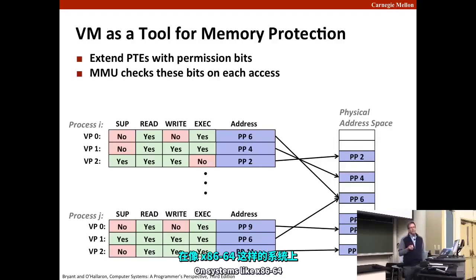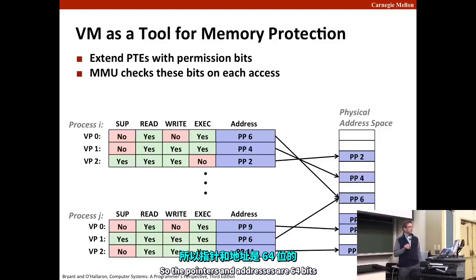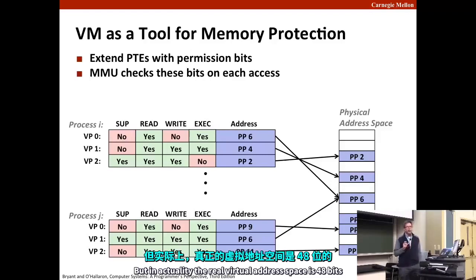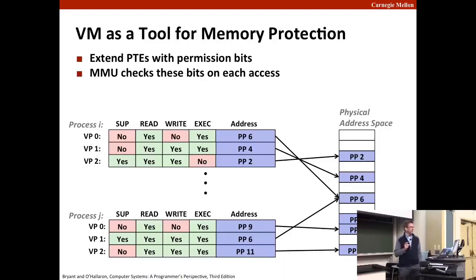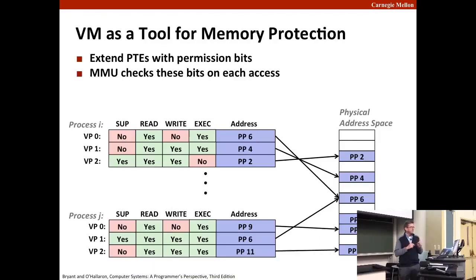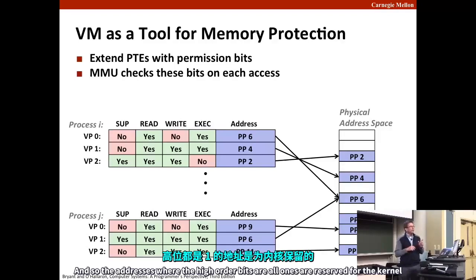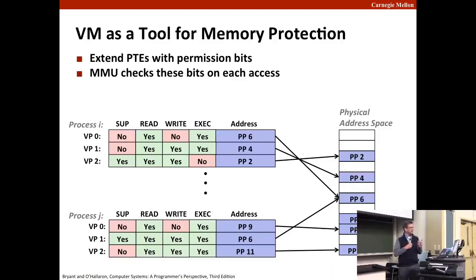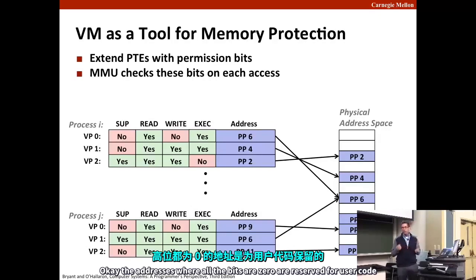On systems like x86-64, it's a 64-bit system, so the pointers and addresses are 64 bits. But in actuality, the real virtual address space is 48 bits, so it's 2 to the 48th. And then the higher order bits after bit 48 are either all zeros or all ones. That's Intel's rule. The addresses where the high order bits are all ones are reserved for the kernel's code and the kernel's data. The addresses where all the bits are 0 are reserved for user code.